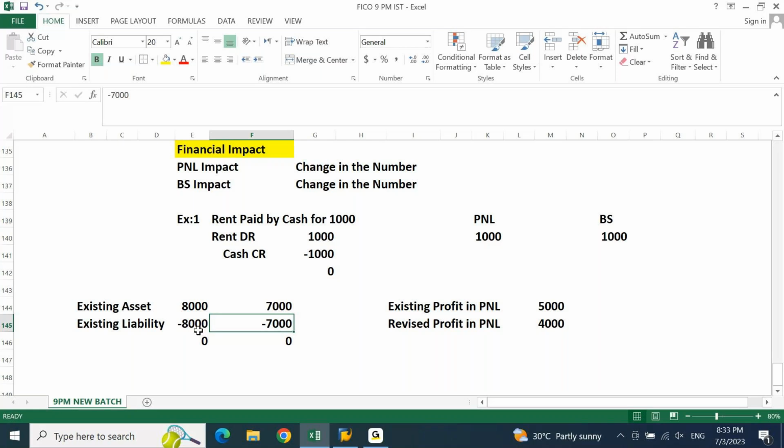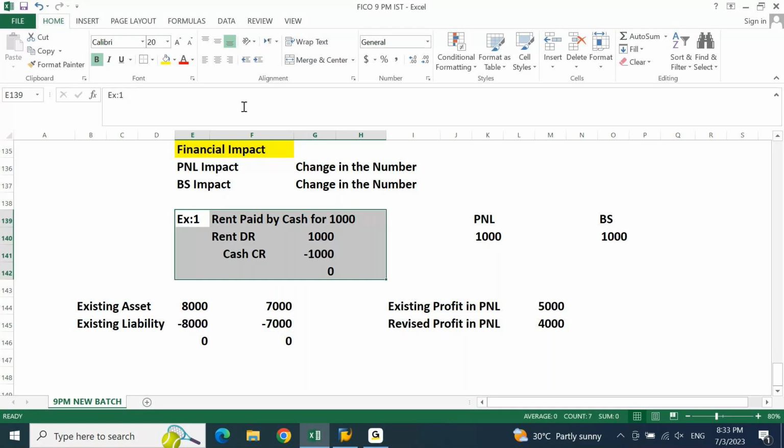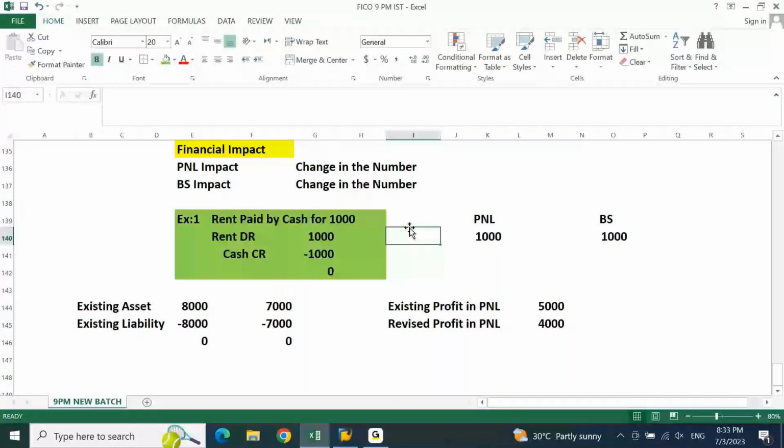Now if you see this, there is only one simple entry. There's only one single transaction which is creating impact everywhere: in your P&L, in your balance sheet, in your profit. Correct? This is one simple basic entry which is creating impact on your P&L, on your balance sheet, on your profits, on your expense, asset, everywhere. Now like this, you are going to pass n number of entries on a daily basis in every organization. Agree?